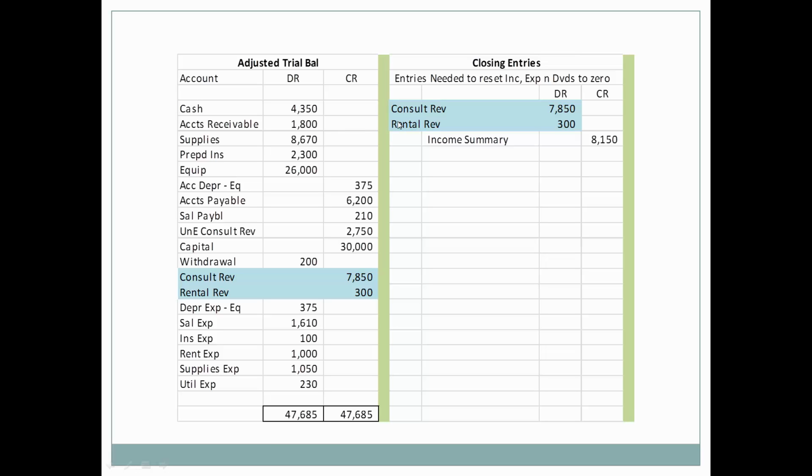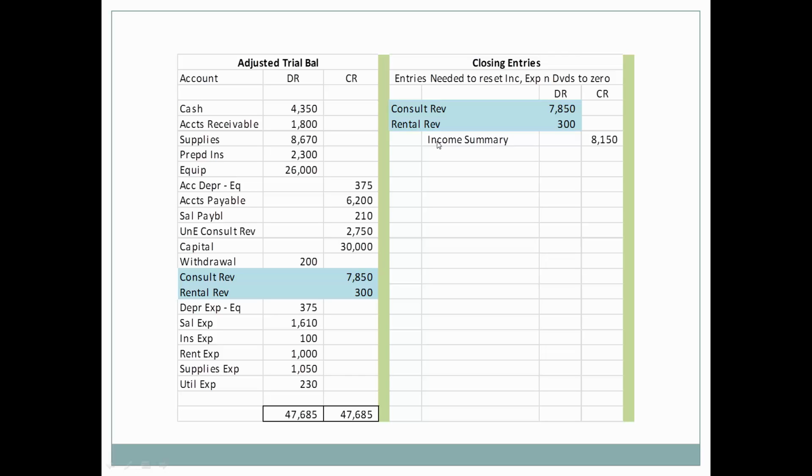First of all, you will do the same steps each time you close the books. So you will debit all of the consulting revenue. This is the consulting revenue. As you can see from the adjusted trial balance, it's a credit-based account, and that is its normal account balance. But in order to zero it out, we will debit those.